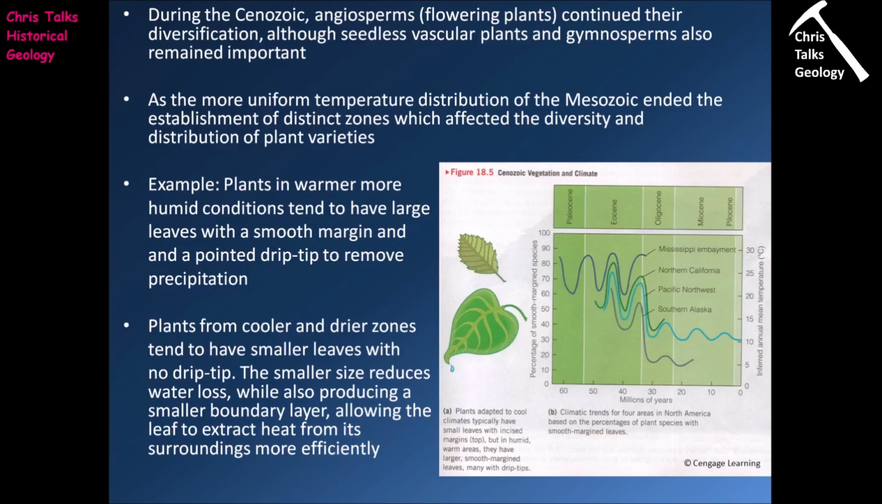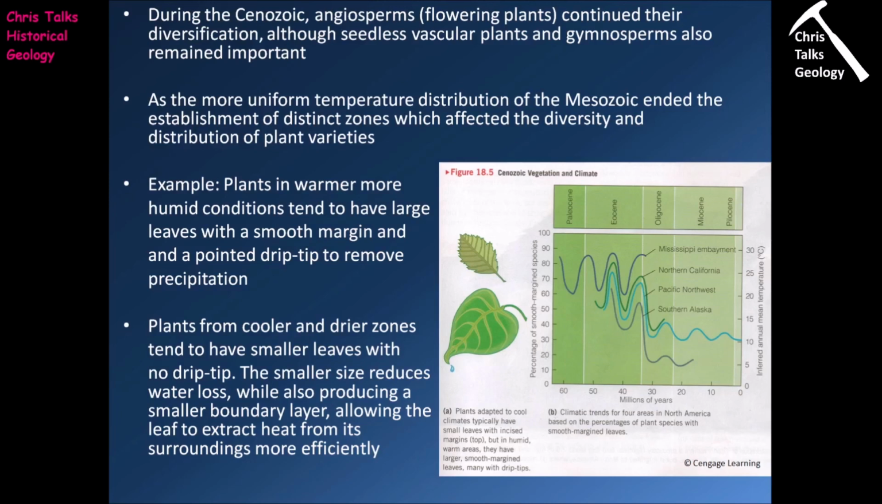Now, the size of the leaf is a reflection of the fact they are living in an environment which is very, very wet. So typically, the larger the leaf, the more water you will lose through the process of transpiration. So think of that essentially as the plant sweating. So the larger the leaf, the more water you will lose.